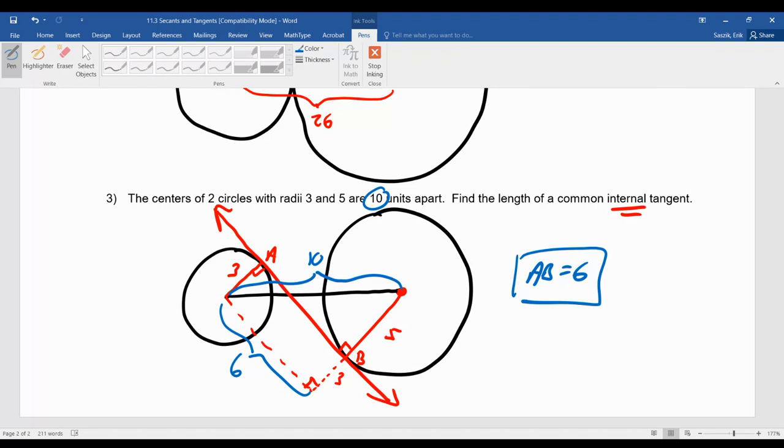Pause that, stop it, rewind it, take a look at it again. It's the same procedure every time. You're always connecting the centers. You're always drawing radii to the points of tangency, and you're creating a right triangle and a rectangle. A little bit different though with the internal versus external, but please rewatch those as needed.